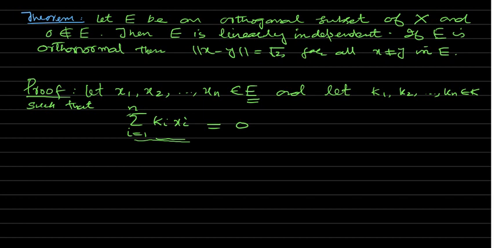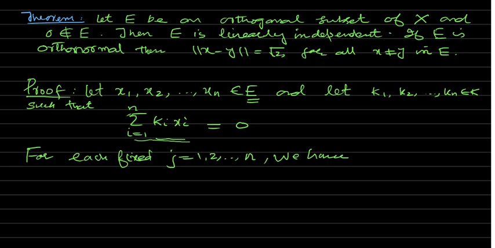So now we prove that kj is 0 for each j from 1 to n. For each fixed j, where j varies from 1 to n, we prove that kj is equal to 0. So let's calculate this inner product.